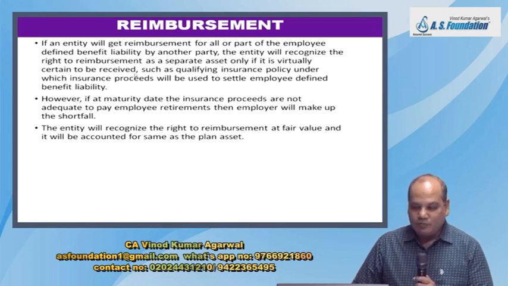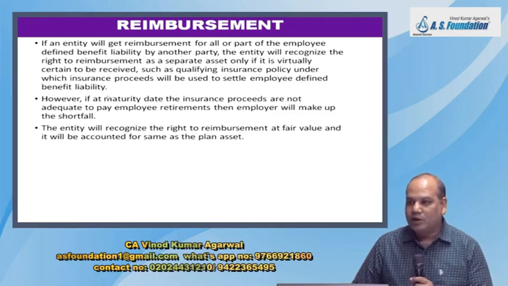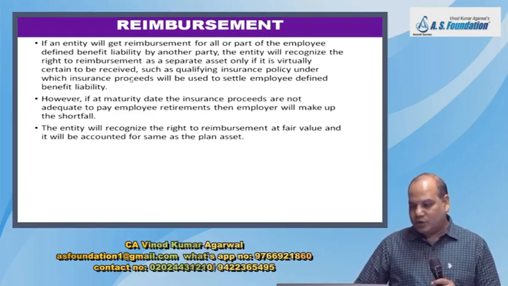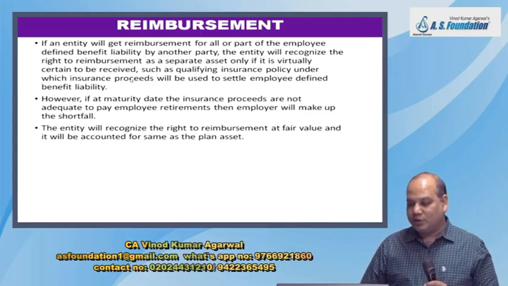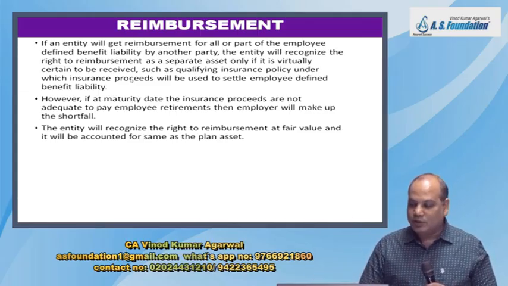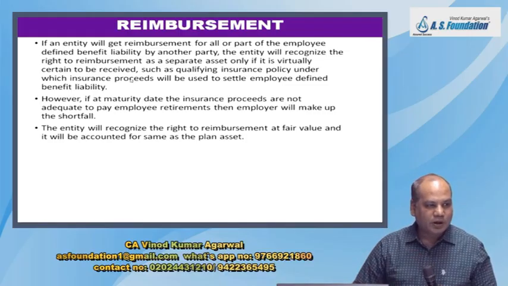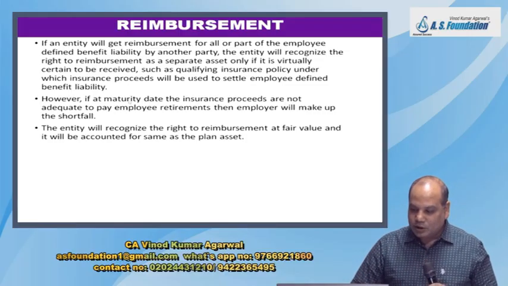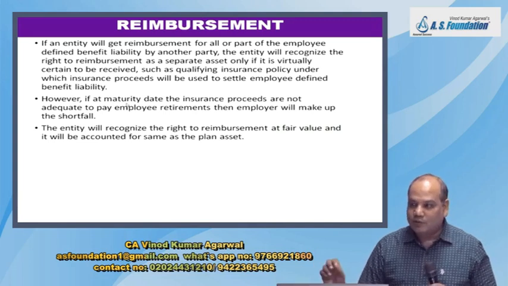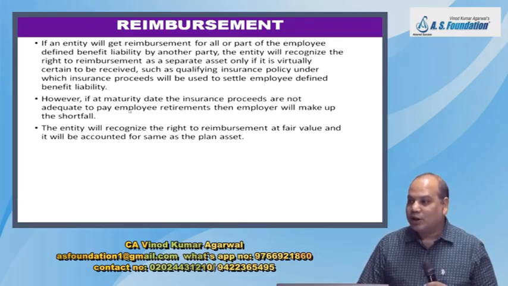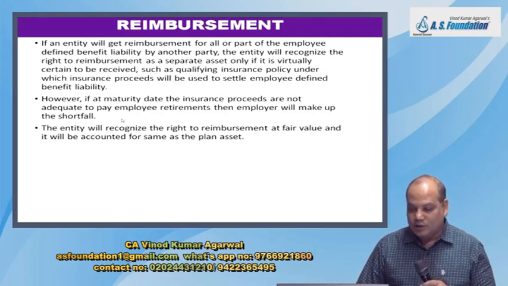IAS 37, reimbursement relating to certain provisions, such as a qualifying insurance policy under which insurance proceeds will be used to settle the employee defined benefit liability. So some of the insurance companies have these schemes where the company will have to pay the insurance premium, and when the employee retires, they will make the payment, out of which you can pay the employee. However, in case of a defined benefit plan, if the insurance proceeds are not adequate, then the employer will have to make good the shortfall, because it's a defined benefit plan.